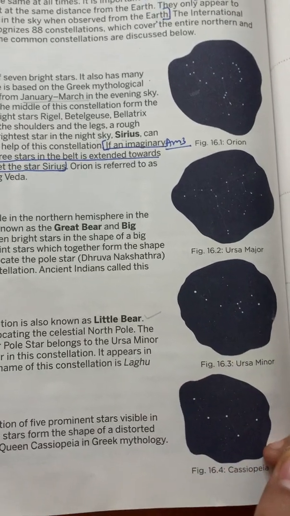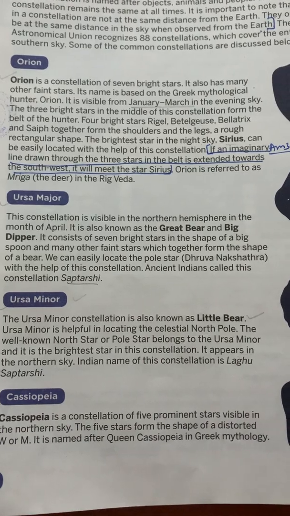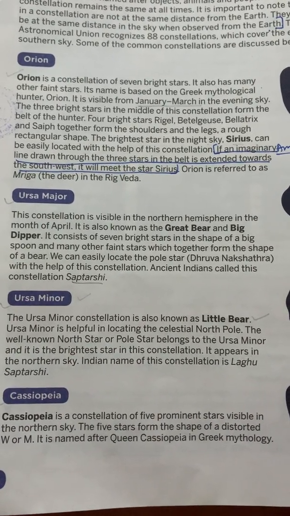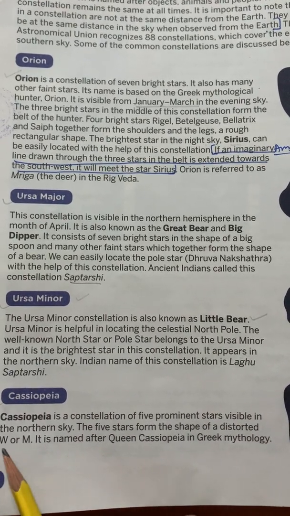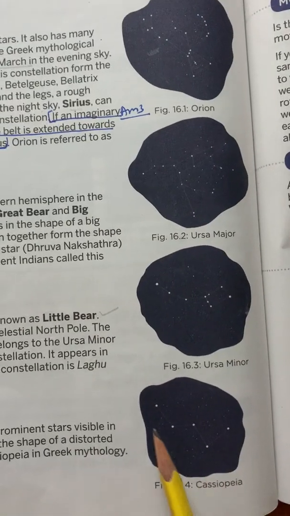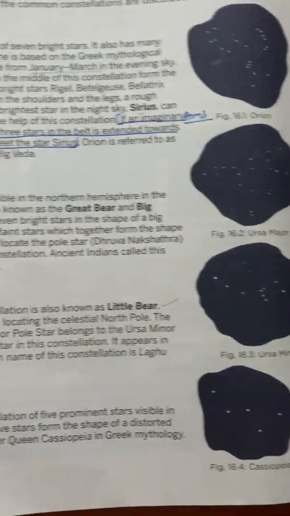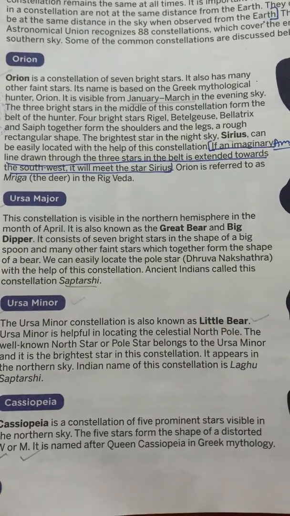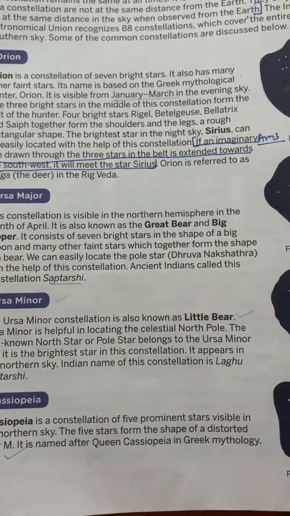You all have noticed this type of spoon-like constellation in the sky. The other one is Cassiopeia, a constellation of 5 prominent stars visible in the northern sky. It is a distorted shape of either W or M. It is easily recognizable. It is named after Queen Cassiopeia in Greek mythology.